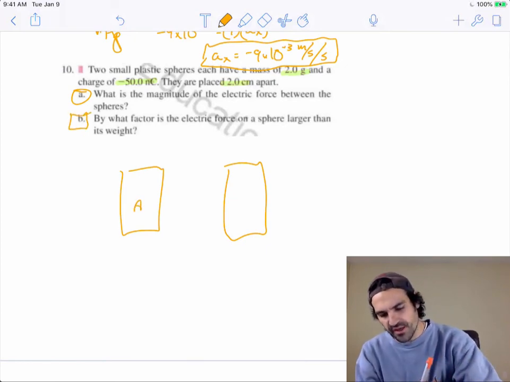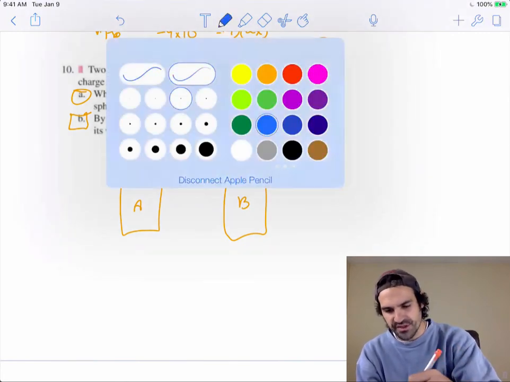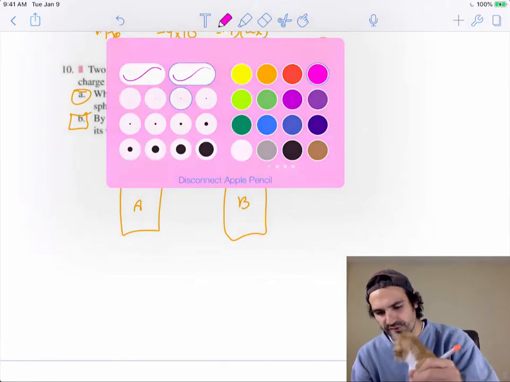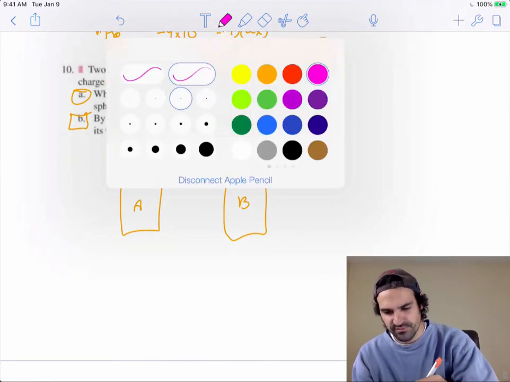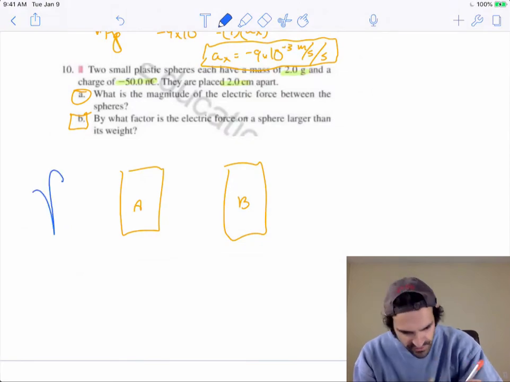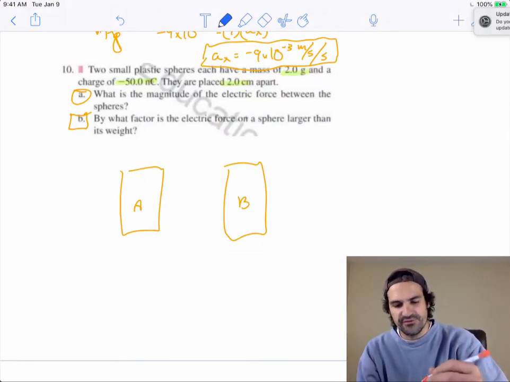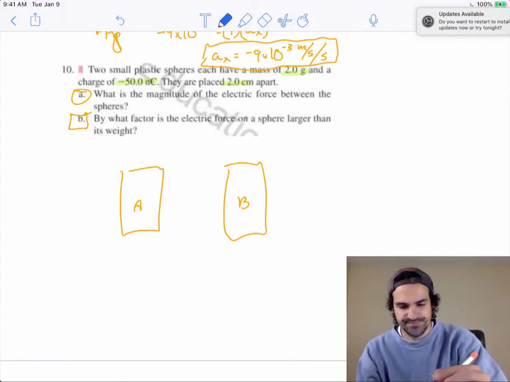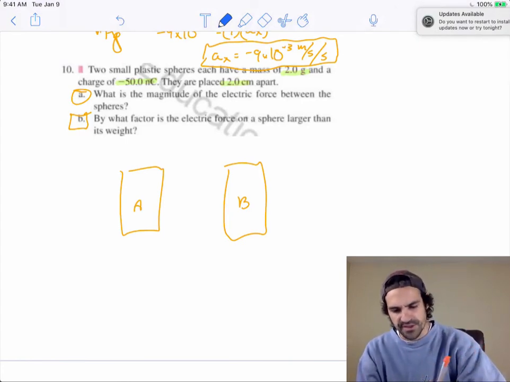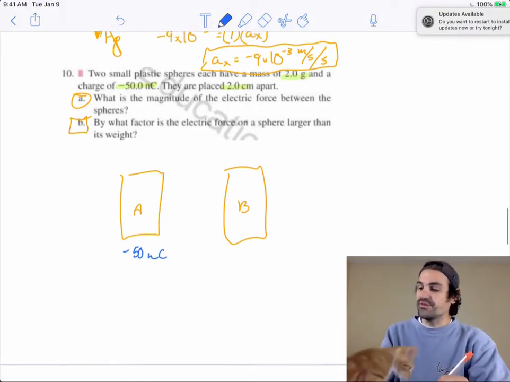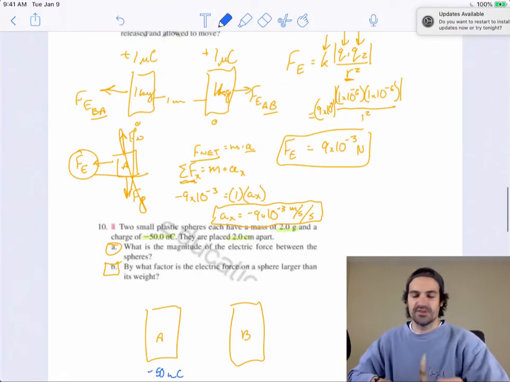So we have object A, we have object B, and I'm going to change color because I'm kind of getting bored of this. Let's go with blue. So we have negative 50 nanocoulombs on each one, negative 50 nanocoulombs, or negative 50 times 10 to the negative 9th coulombs.